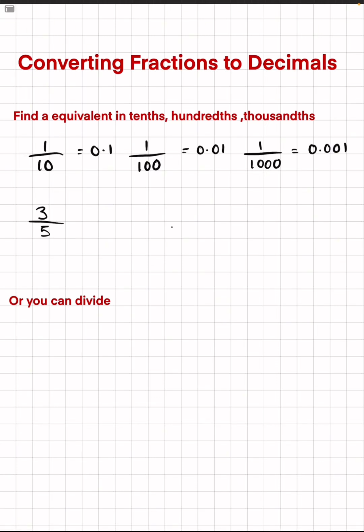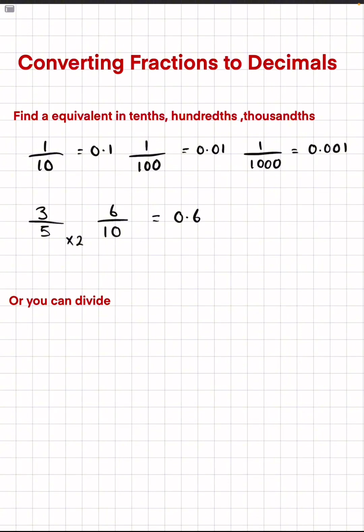Say we needed to convert 3/5 to a decimal, we can find the equivalent fraction in tenths. Use 10 as the denominator. To get from 5 to 10, we've multiplied by 2. So we're going to do the same with the top number. 3 times 2 is 6. So 6 tenths as a decimal is 0.6.